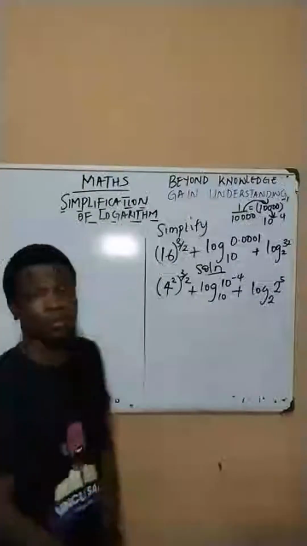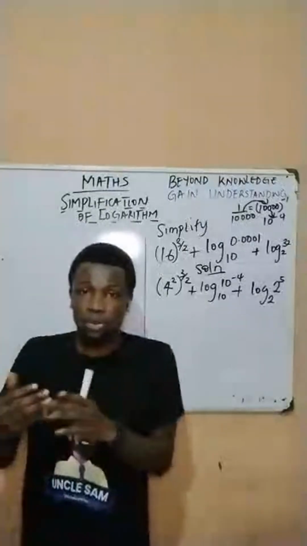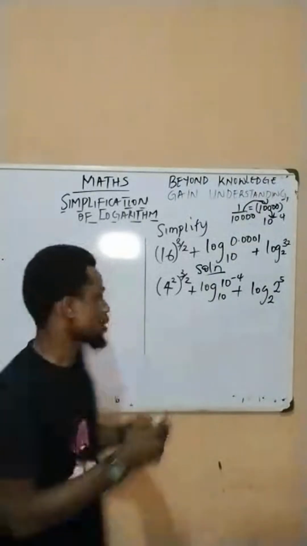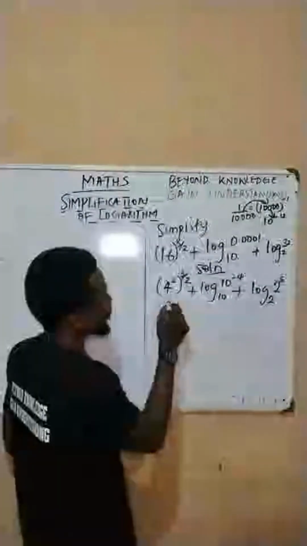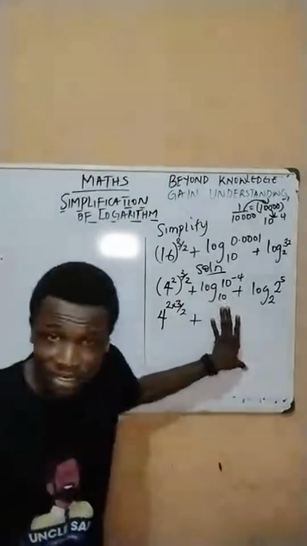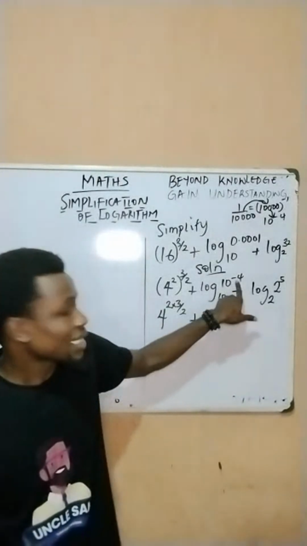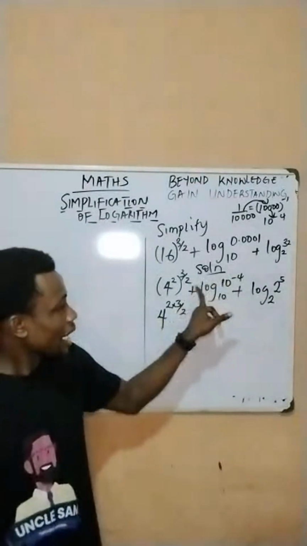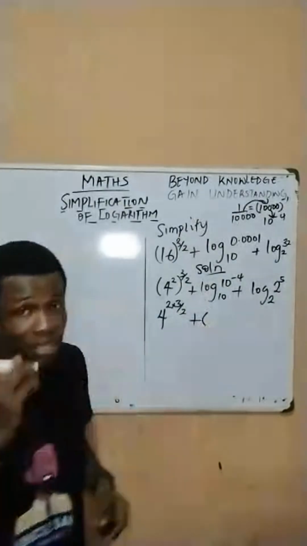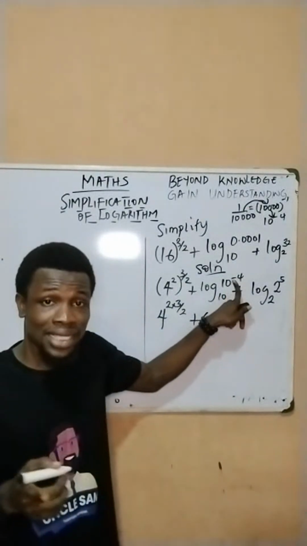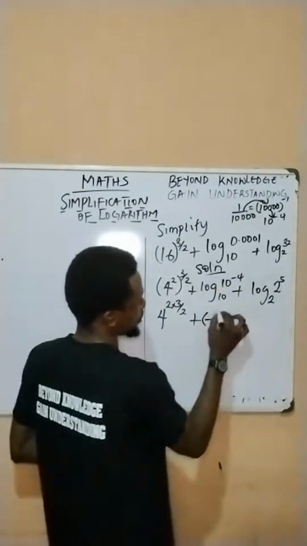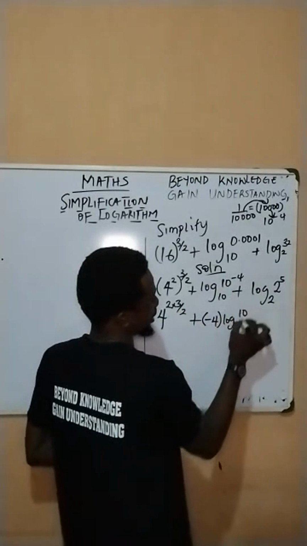Well, based on this part now, according to the law of indices, where you have two powers, one inside the bracket and one outside, the inside will go on and multiply. So this is as simple as saying 4 raised to the power of 2 times 3 over 2. Then plus, according to the laws of logarithm, if the log has a power, it's okay to take the power and put it as a coefficient of the log. So this is something like: open bracket. There's a reason for opening the bracket, because this power here has a negative sign, so I don't confuse one for the other. So negative 4 log 10 base 10.